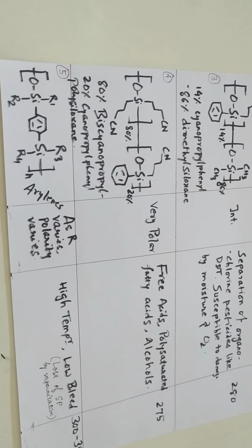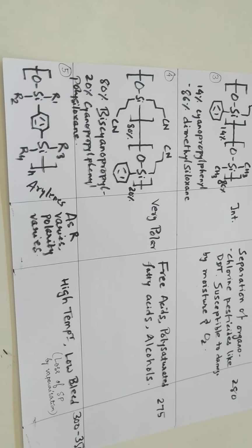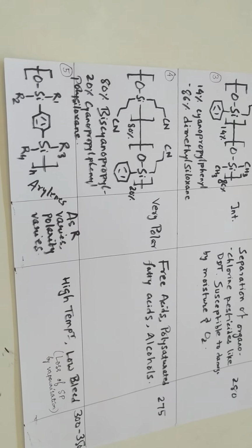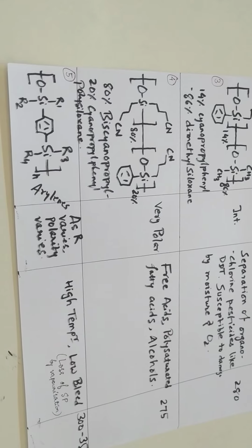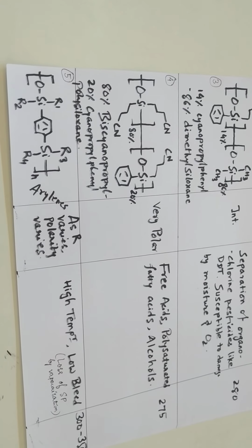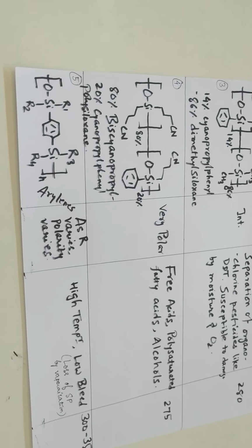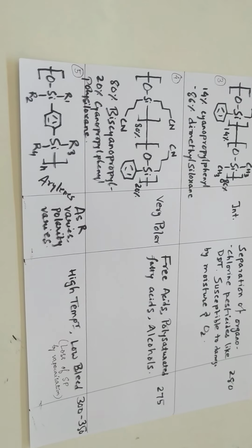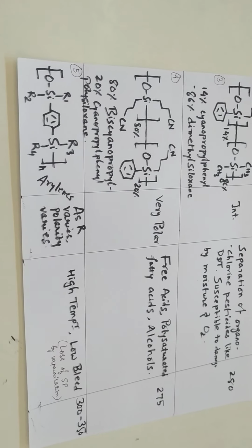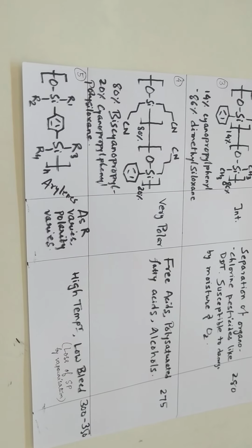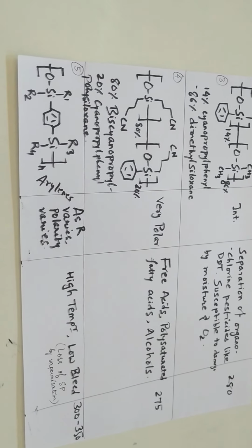The fourth type is of 80% bis-cyanopropyl, 20% cyanopropyl phenyl polysiloxane. It has three cyanopropyl groups, for which it is quite hygroscopic in nature, and this compound is very polar. And this is used for the separation of free acids, polyunsaturated fatty acids, and alcohols, and the temperature is around 275 degrees Celsius. For very polar compounds, the maximum temperature ranges are quite small.